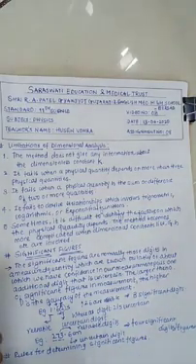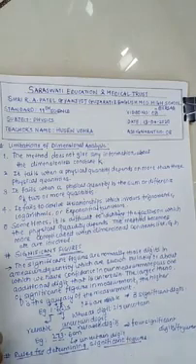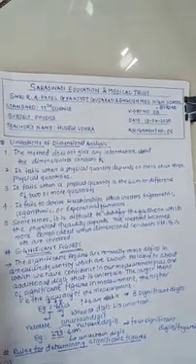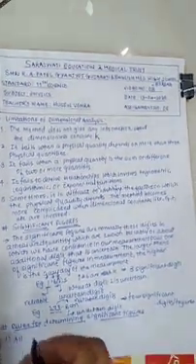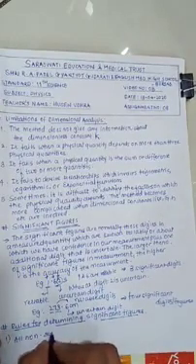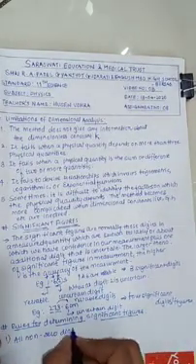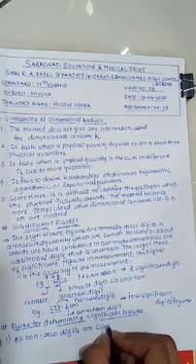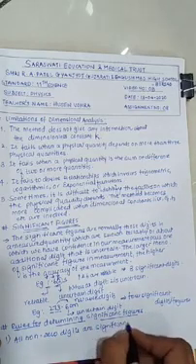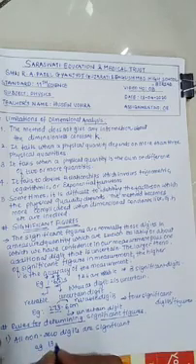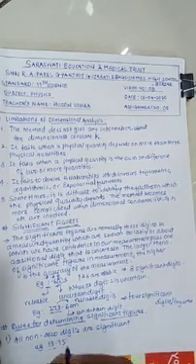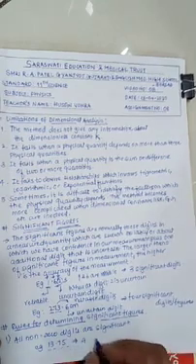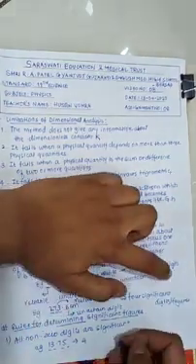Clear? The very first rule for determining significant figures is: all non-zero digits are significant. All non-zero digits are significant. Suppose you are taking an example, 13.75. Here all digits are non-zero. How many digits? 1, 2, 3, 4. So how many significant figures? 4 significant figures.